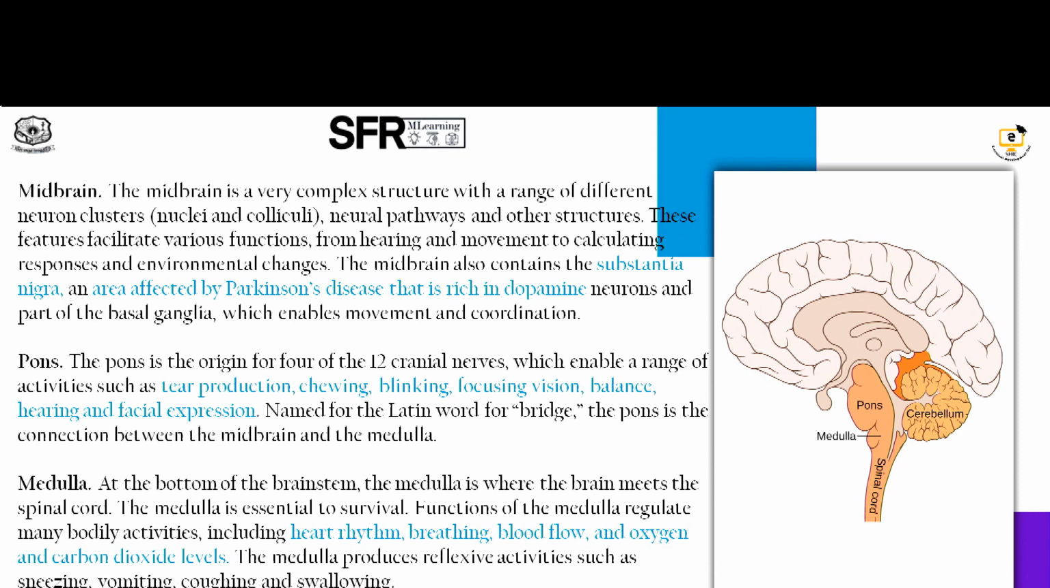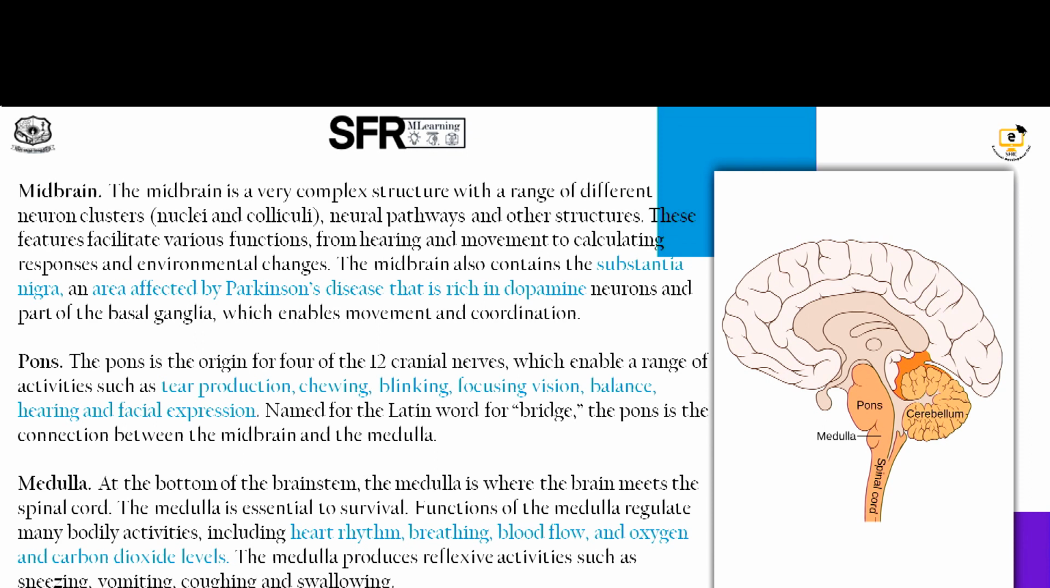Coming to the tegmentum, it is the floor part of the midbrain, which contains a substance called substantia nigra. Substantia nigra is a black colored area which secretes the neurotransmitter dopamine, which is involved in movement. What if the substantia nigra degenerates? That will lead to Parkinson's disease. Parkinson's disease is a disorder of movement, an inability to move. So the tectum and the tegmentum form the midbrain.